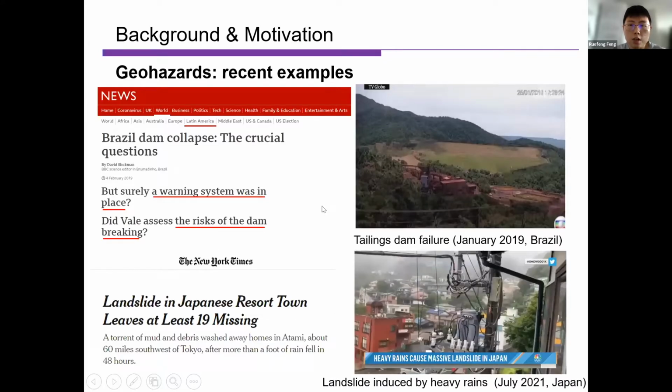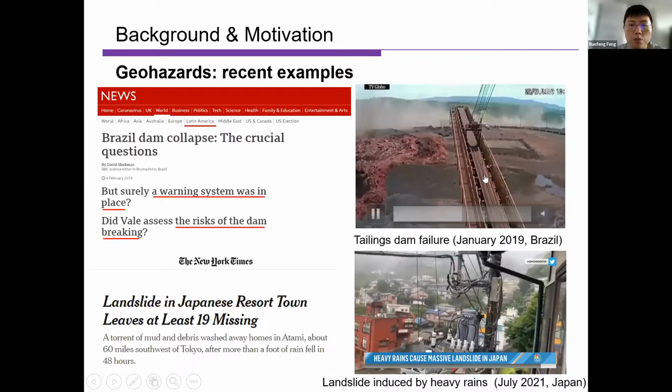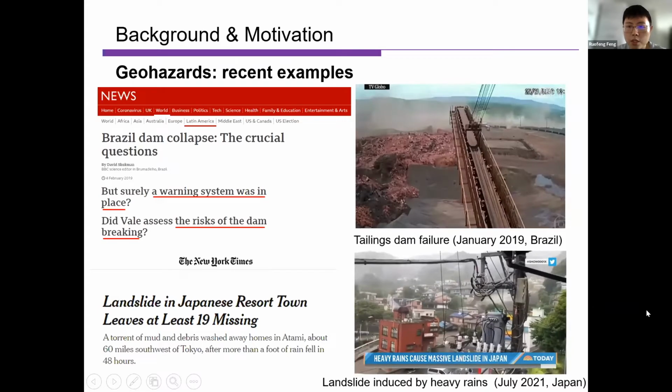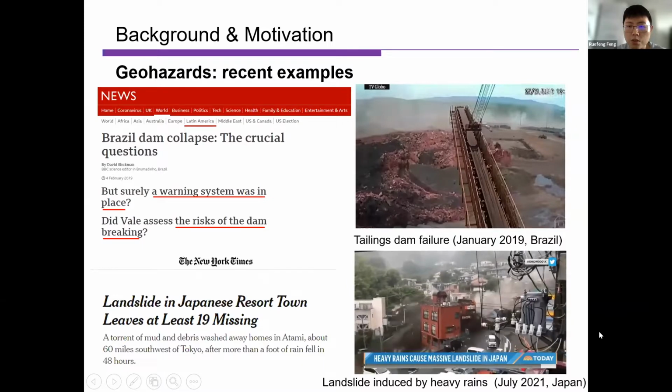To start today's talk, I would like to show you some recent examples of geohazards. The first case is the tailings dam failure, which occurred in Brazil in 2019. You can see the failure process is quite catastrophic, involving massive sliding mass. The traveling distance is significant, and it was reported at least 200 people died due to this disaster. At the bottom, there is a case of landslides induced by heavy rain in Japan. As we can see, the muddy flow heavily destroys the structures and buildings in the downslope region.